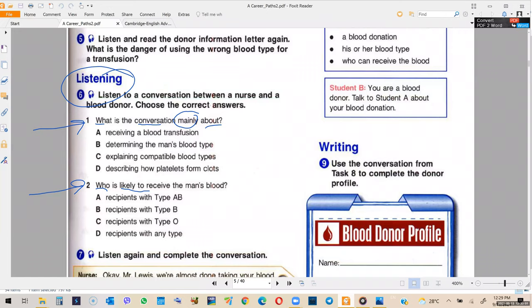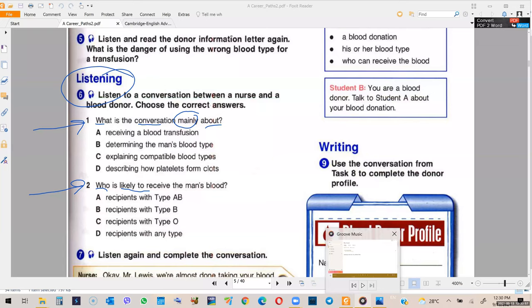Okay, let's listen again. Exercises 6 and 7, page 5. Okay, Mr. Lewis. We're almost done taking your blood. Hold still for a little longer. Sure. So where will my blood go? Our facility provides blood to local hospitals and surgical centres for transfusions. I see. So anyone might receive my blood? Not quite. Your blood is type A, which means that it's only compatible with other people who have types A and AB. We can't give your blood to someone with type O or B. Really? What happens if someone gets a transfusion with the wrong type? That can be very dangerous, or even fatal. Wow. So you have to be pretty careful about labelling, don't you? That's right. We keep very careful records here to make sure no one gets the wrong blood type.